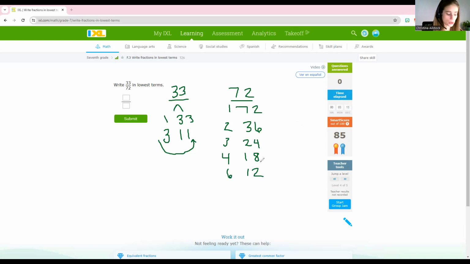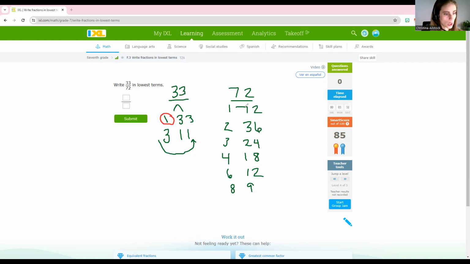7 doesn't work. 72 divided by 7 is a decimal, but 8 works. We get 8 times 9, and obviously there's no whole numbers between there, so that signifies to me that I'm done. I've listed all my factors of 72. All right, let's find that GCF. Let's find that greatest factor that they have in common.